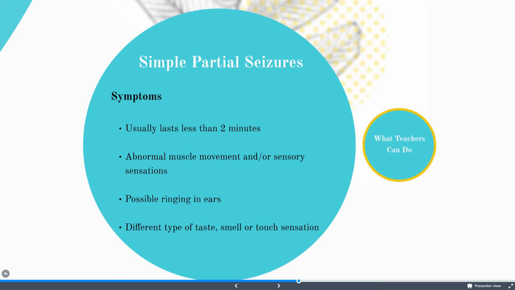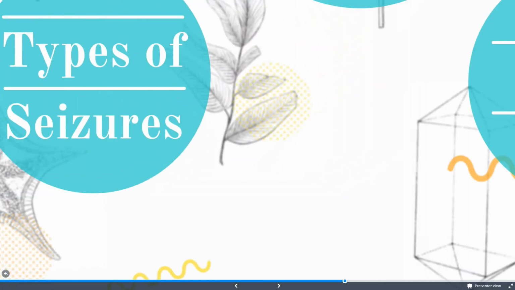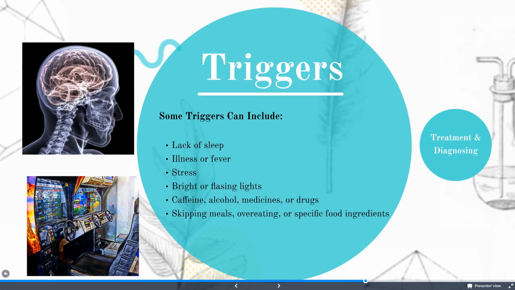Simple partial seizures last less than 2 minutes. You have abnormal muscle movement or sensory sensations, possible ringing in the ears, different types of taste, smell, or touch sensation. The person is alert and remembers the incident, but these seizures can be a sign that another seizure is coming. So you can clear the environment to make sure that it is safe. And the student could actually tell you, hey, something's going on. There might be another seizure coming, which may be a more severe seizure.